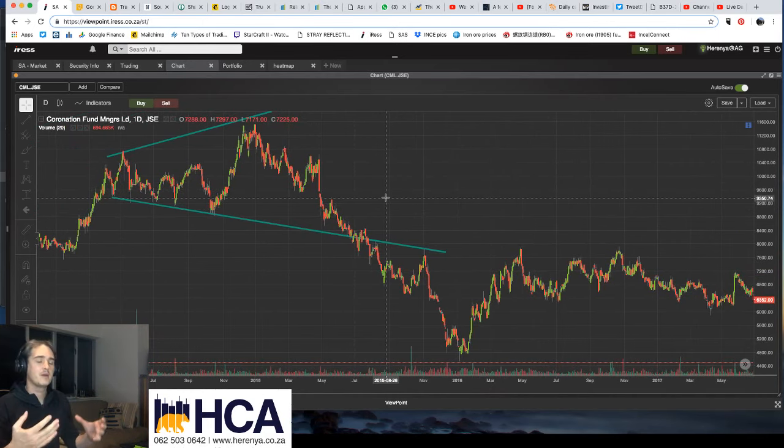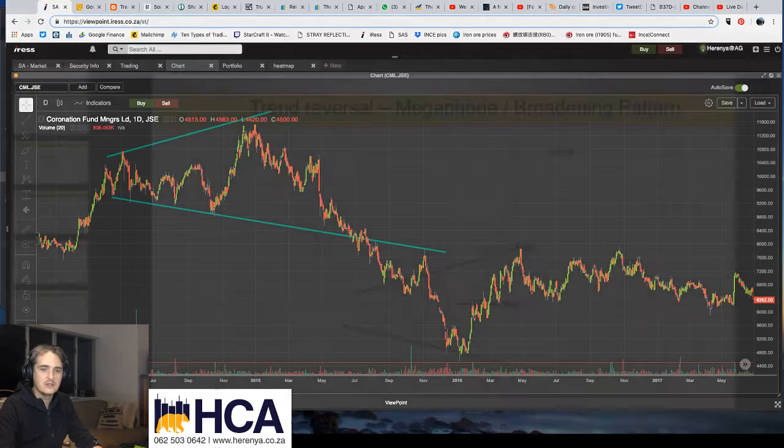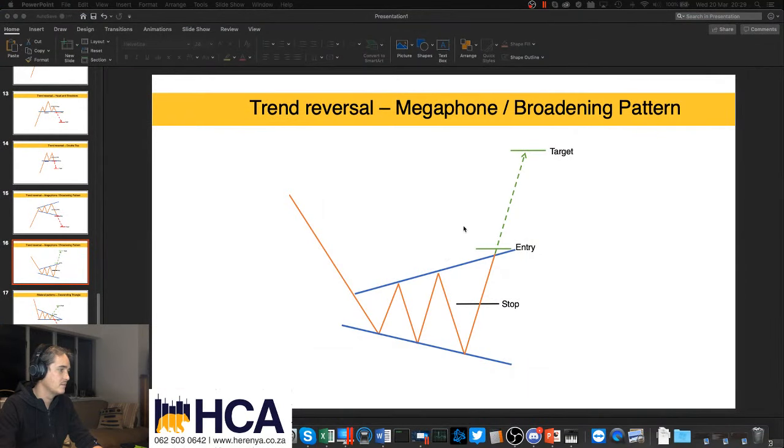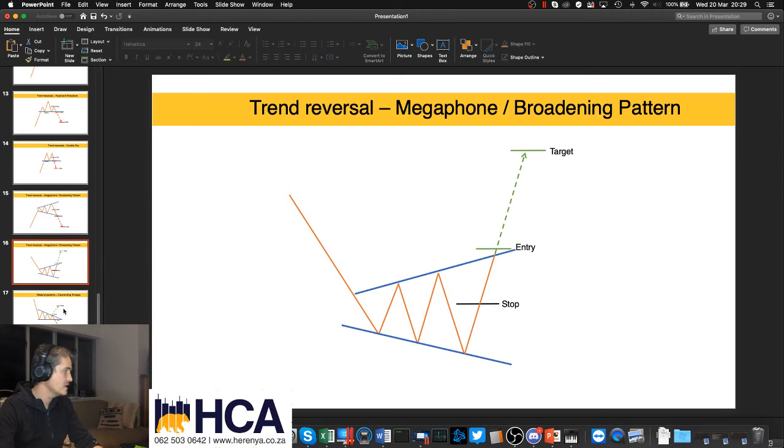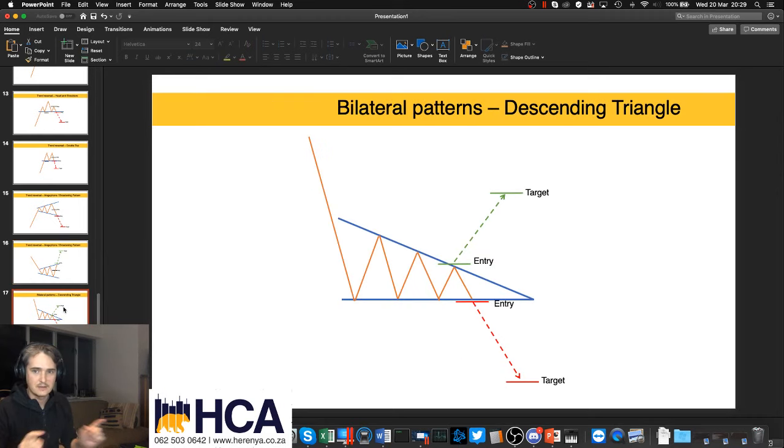So remember, like I said, with these formations, it's not as clear cut as this, right? You've got to use discretion and all sorts of stuff. And that brings us to bilateral patterns.